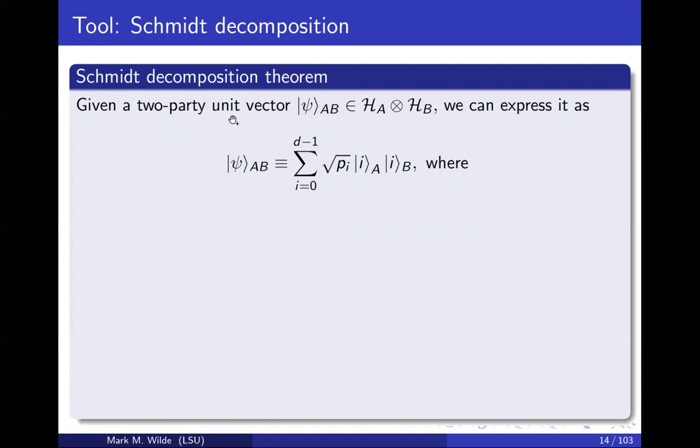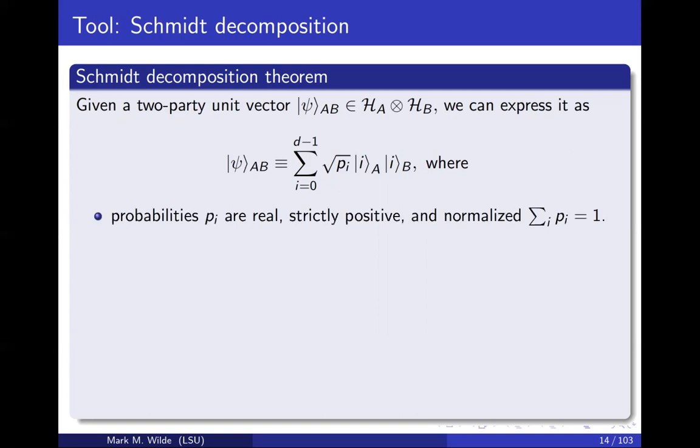So the theorem says that if you have any two-party unit vector, so that's a vector in this tensor product Hilbert space with norm equal to 1, you can write it in this form, okay? And so what is this form? Well, you have these coordinated values here, like you have i for Alice, i for Bob. And so if they were to do measurements in this basis, then their outcomes would always agree. These are square roots of probabilities, as you'd expect. And so it's always possible to do this.